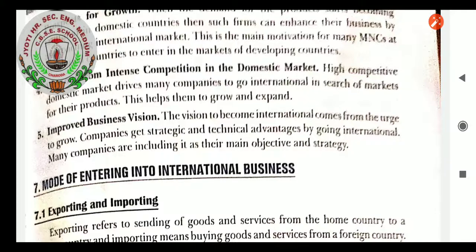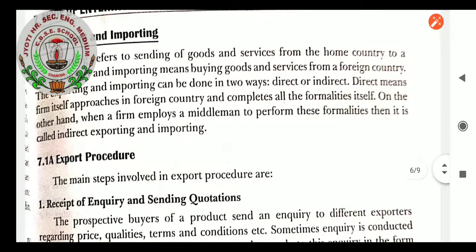Improved business vision. The vision to become international comes from the urge to grow. Companies get strategic and technical advantages by going international. Many companies are including it as their main objective and strategy. The mode of entering into international business is exporting and importing.